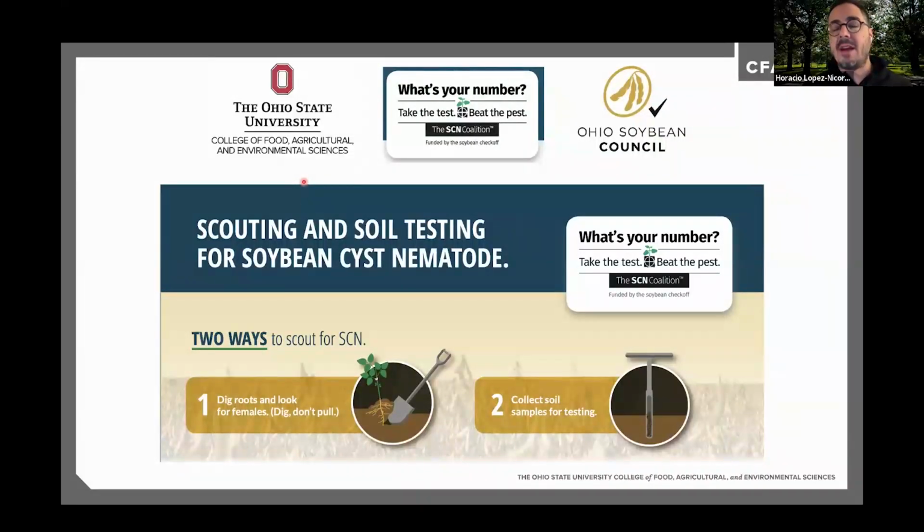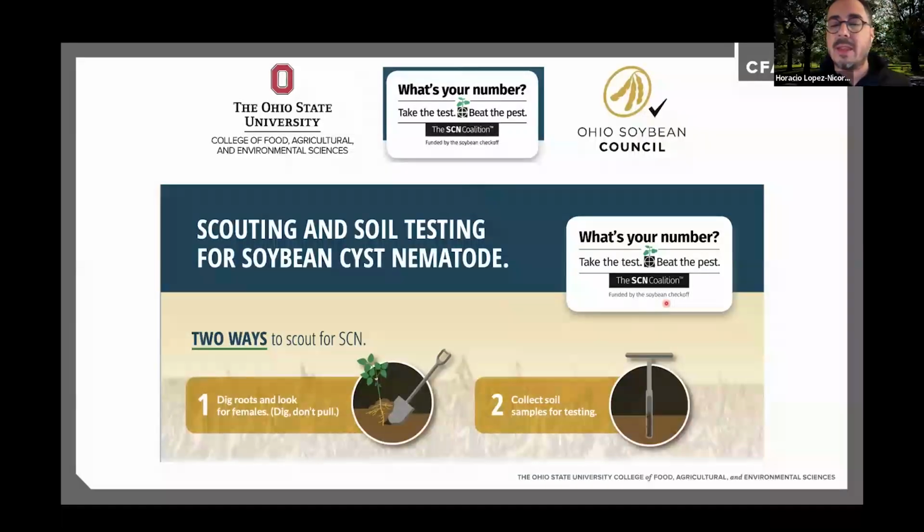With SCN, we don't have that in many cases. The field looks really good. I'm very happy with how my field looks, and we're leaving below ground over 30% of the yield. That's a lot. So how do we manage something that we cannot see?